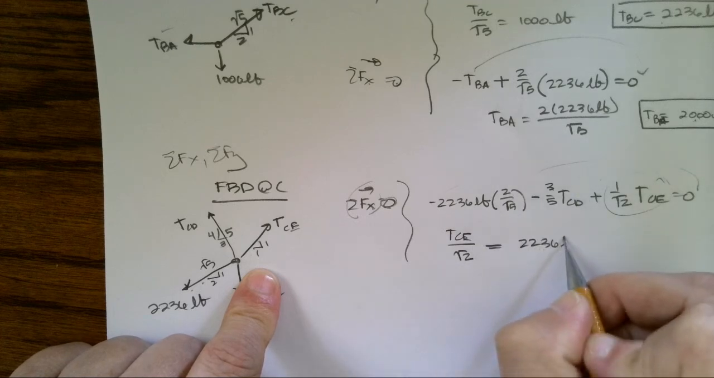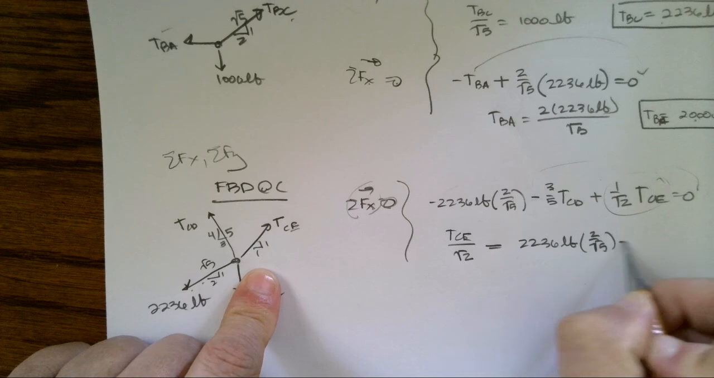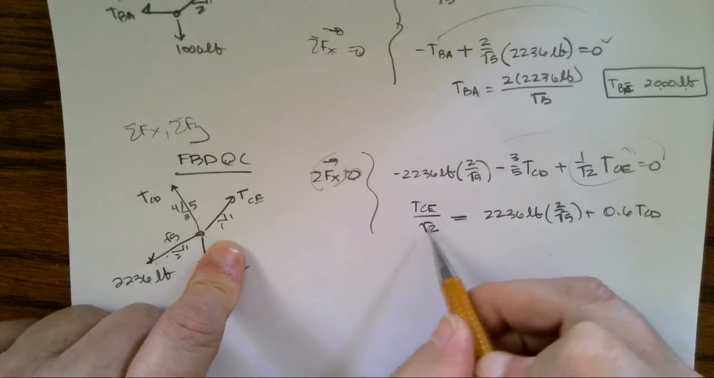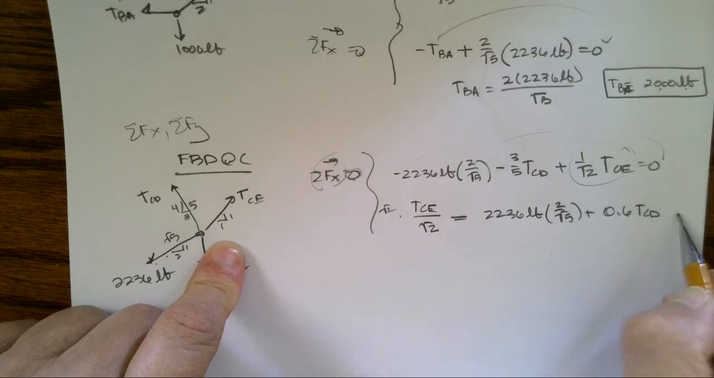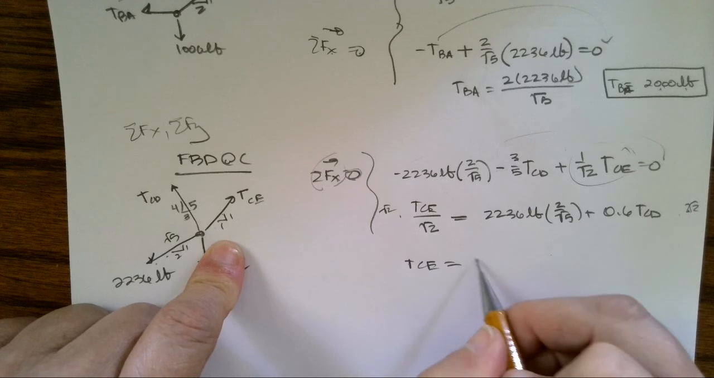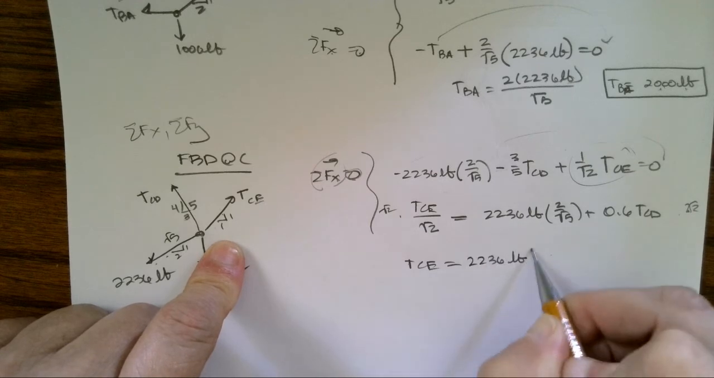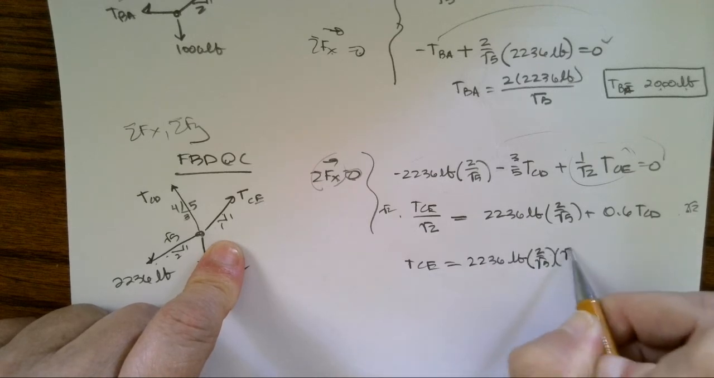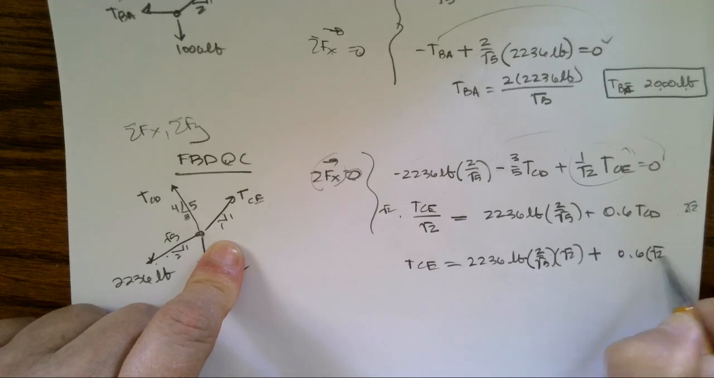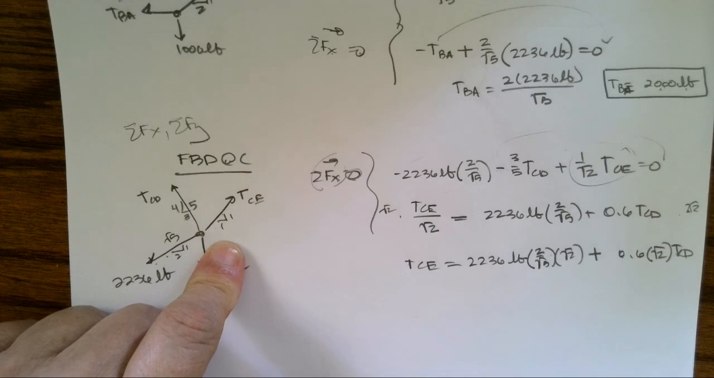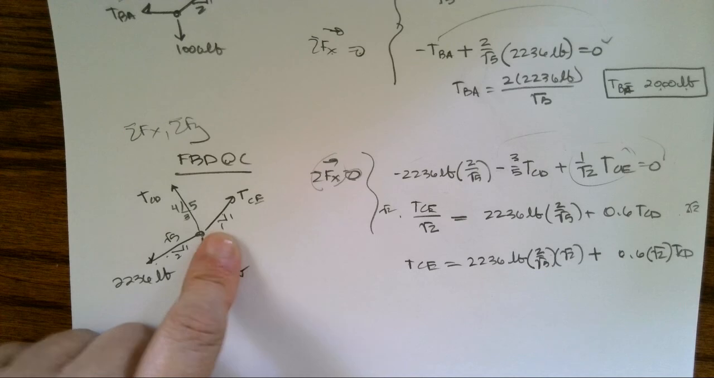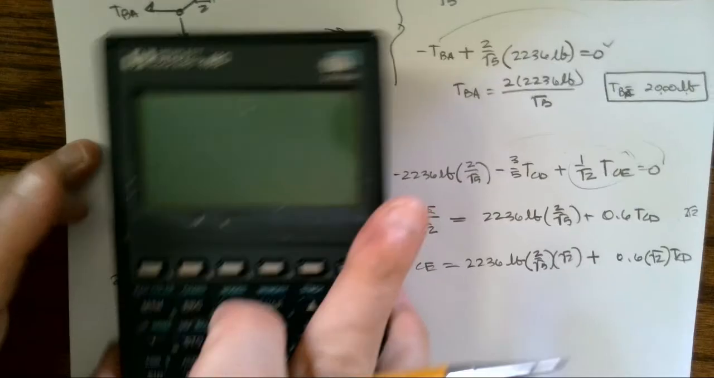2236 pounds times 2 over square root of 5 plus 0.6 TCD. And now I can multiply both sides by the reciprocal. Okay, so I'm going to get TCE equals 2236 pounds times 2 over square root of 5 times square root of 2 plus 0.6 times square root of 2 TCD. Okay, so now that I have this, I'm going to go ahead and simplify this.